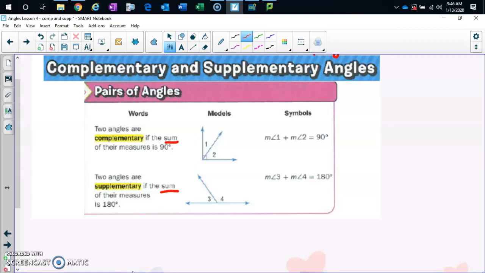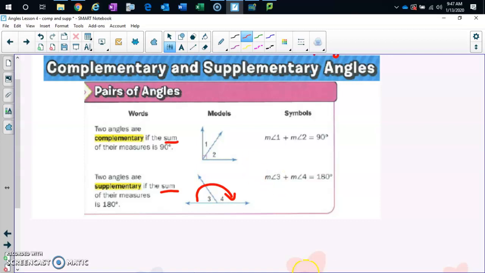What are angles 3 and 4 also called? We learned this already. They're what? A what pair? These are a linear pair. So, a linear pair, doesn't a linear pair add up to 180? Another word for a linear pair is supplementary. I know you've heard me say it already, but you didn't recognize it because we didn't get to that lesson yet. Now, let me show you something.